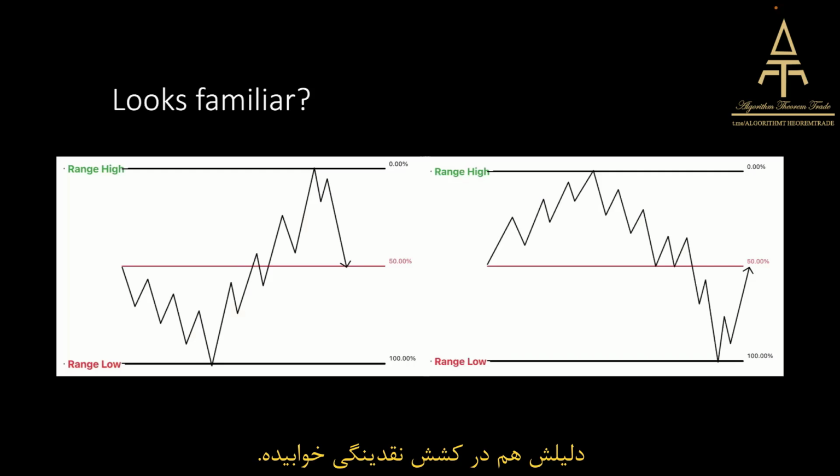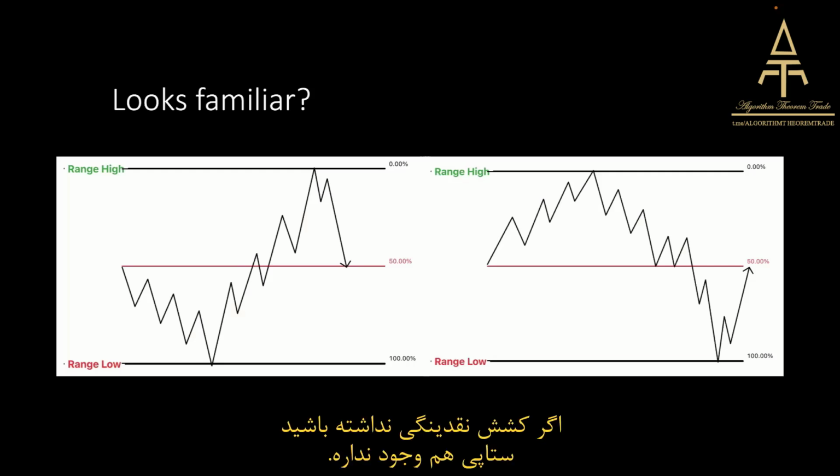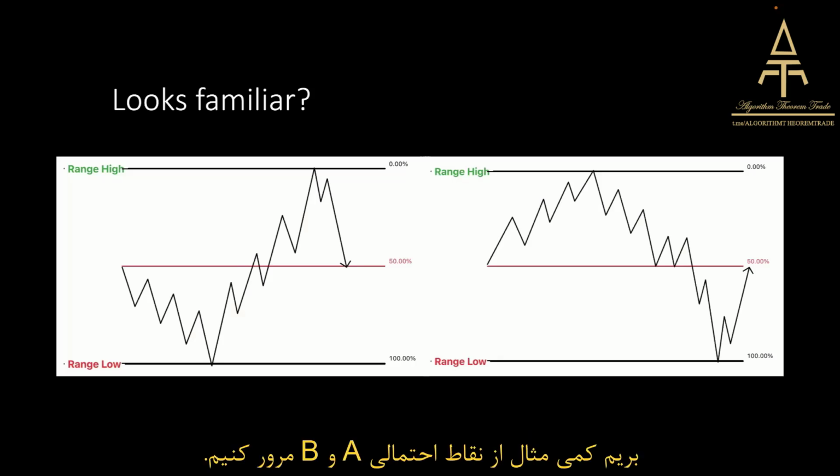The reason why point B is fixed is because you need to understand what the draw on liquidity is. If the draw on liquidity is not clear to you, then there's no setup in the first place. So let us take a look at some potential scenarios of what point A could be and what point B could be. Point B is going to stay fixed, like I mentioned.